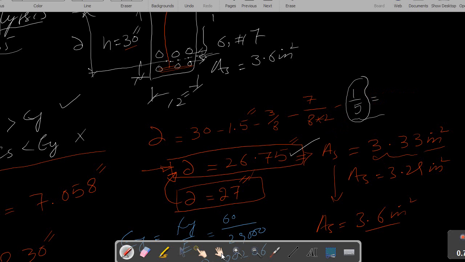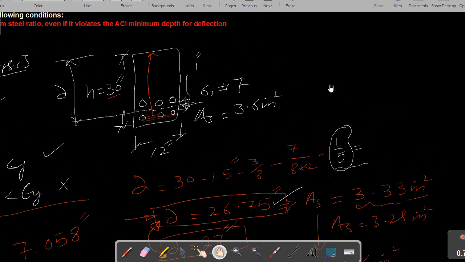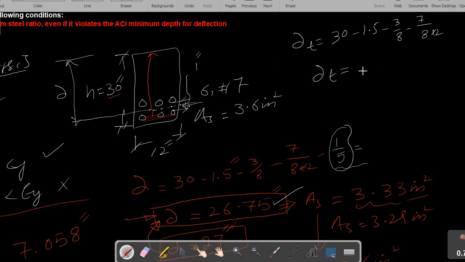To calculate dt, dt will be 30 minus 1.5, which is the clear bottom cover, minus the diameter of the stirrup, minus half of the bar, which is number 7. So number 7 divided by 8 gives me the diameter of the number 7 bar, and divided by 2, we have to halve it. From this we get dt.